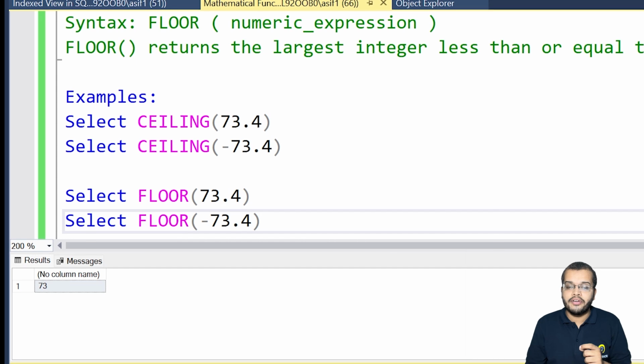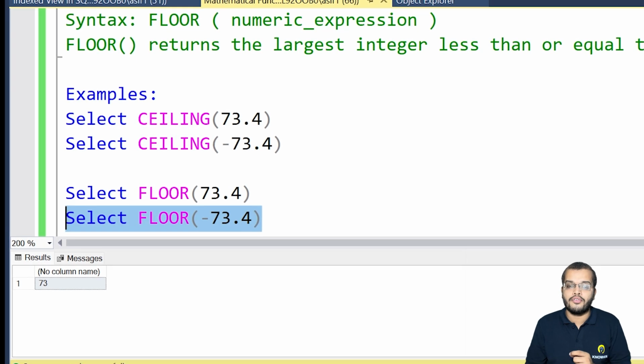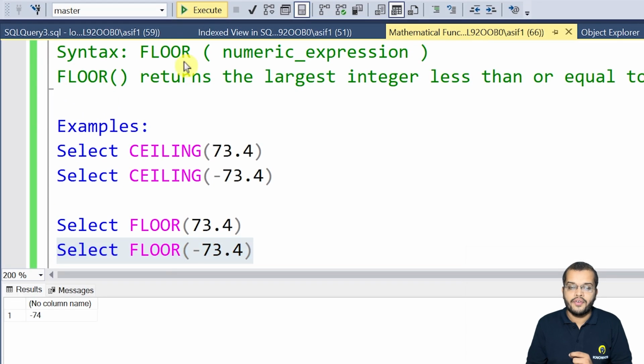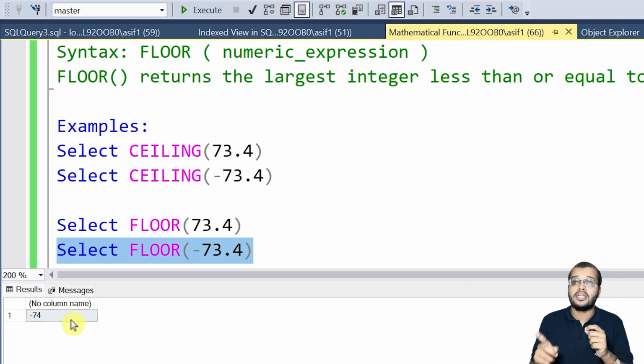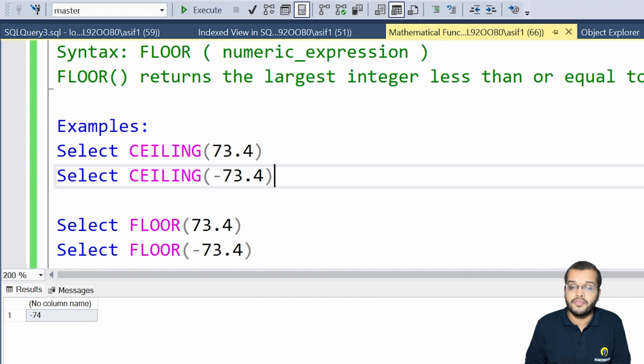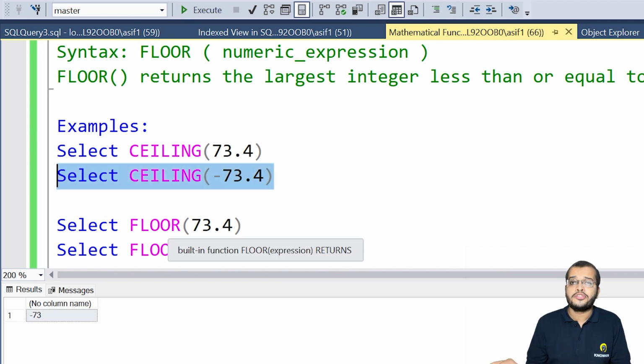Now let us even look into the negative value of this floor mathematical function. When I'm executing it, I'm getting minus 74, right? So the lesser value, as soon as we go to a higher number with the negative, it's like a lesser value. Lesser value is minus 74. But when we are looking into the ceiling mathematical function and I choose the negative value, I'm getting minus 73 itself. All right. So ceiling is generally the greater value.